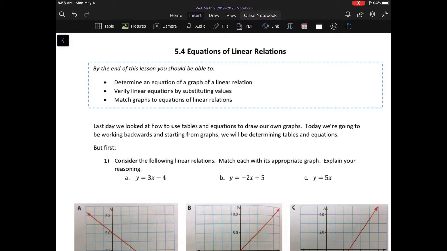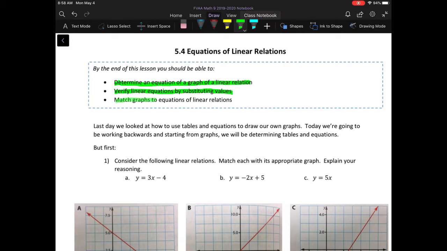By the end of this lesson, you should be able to determine the equation of a graph of a linear relation. The last video gave the equation and we learned how to graph it by coming up with a table of values. So today we're kind of working backwards. We're going to be given a graph and we're going to come up with the equation. We'll also learn how to verify the linear equation by substituting values, and then match graphs to equations of linear relations.